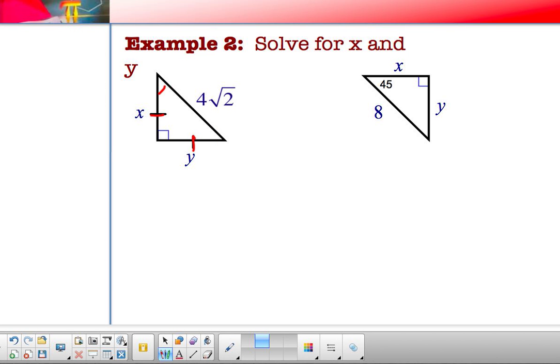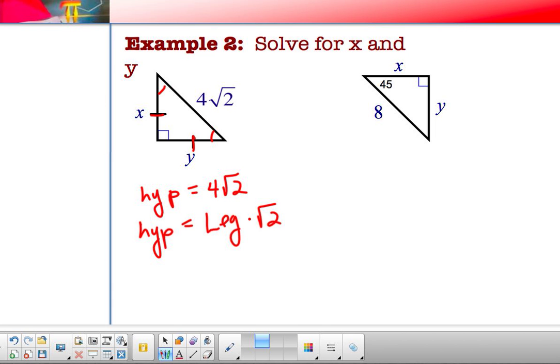And that's it. All right, let's do one that's a little harder. Let's solve for x and y in these examples. Here in the first one, again, we see that the triangle is isosceles and it's 90 degrees, so we know that the triangle has to be a 45, 45, 90 triangle.